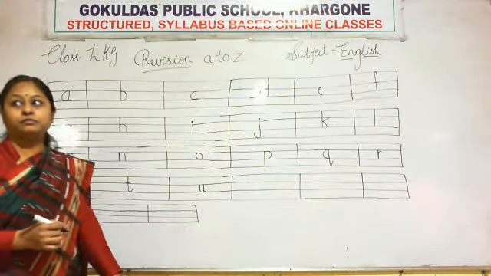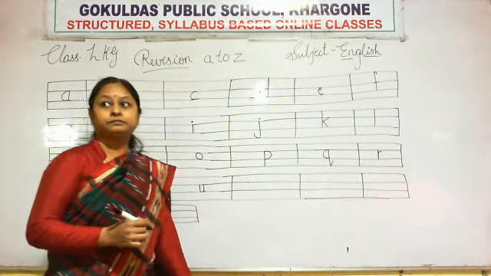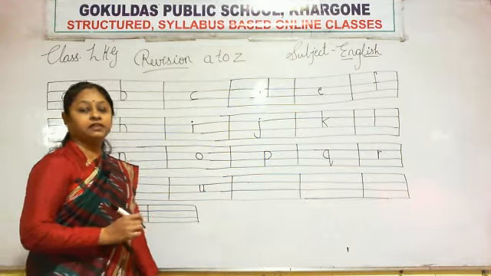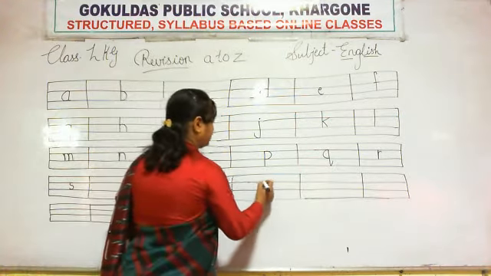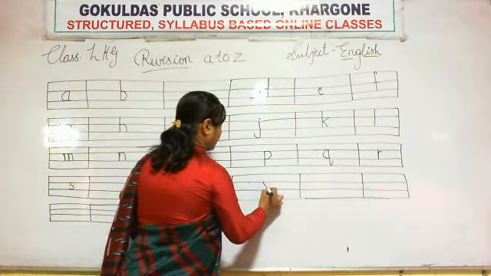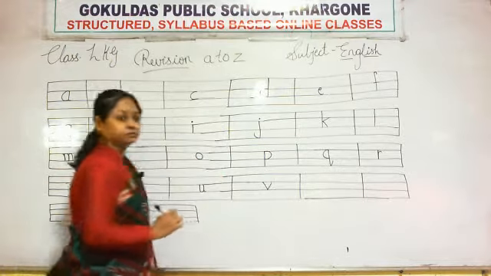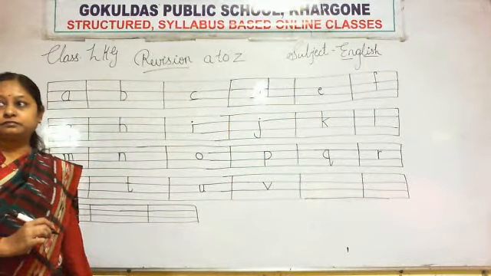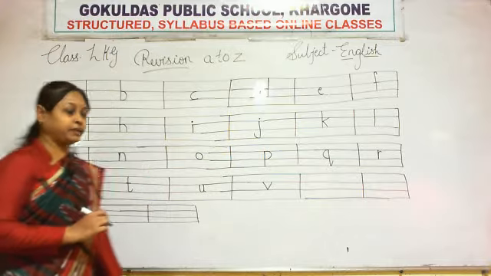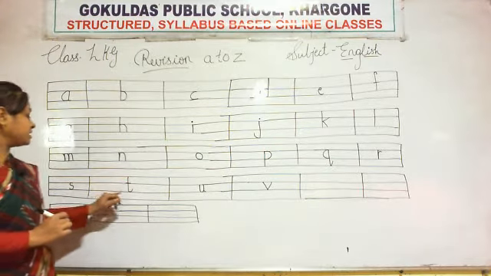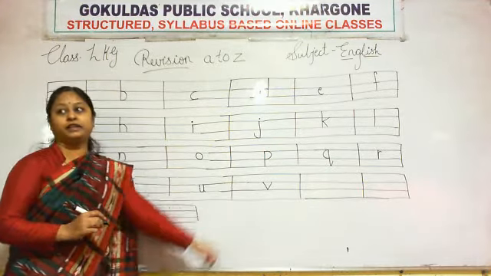After U, which letter will come? V. How will you write it? Standing line down, then up. Which letter is this? V. S, T, U, V.